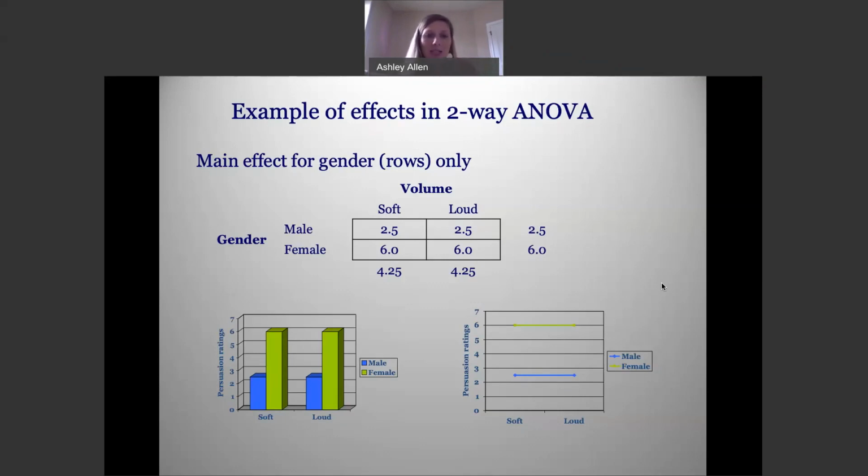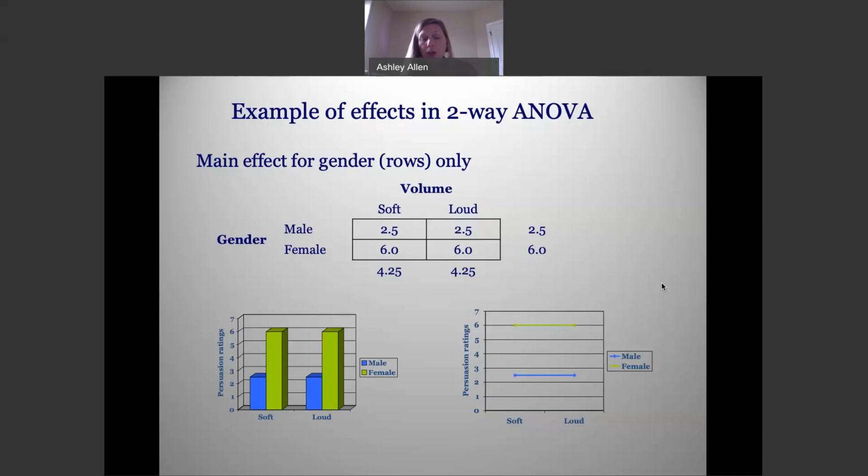We still don't see anything happening with volume because if you look at the marginal means for volume, you have a 4.25 compared against a 4.25. They're the same, volume doesn't matter. Okay. There's also no interaction. So going from soft to loud for the males changes it by nothing. Going from soft to loud for females, nothing. Those match, therefore, interaction is not possible.